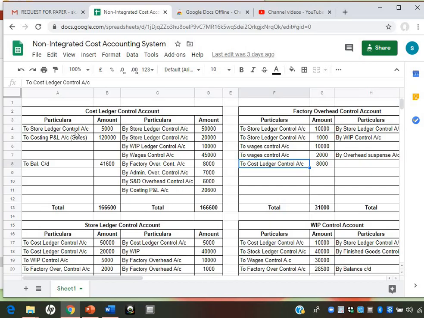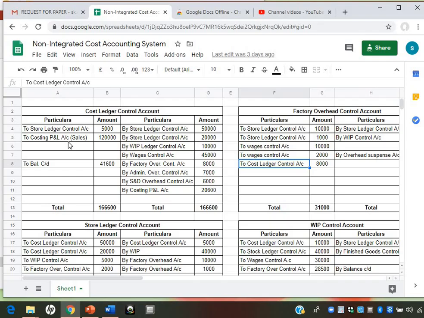Then coming to the debit side, this is the material return 5,000, and after that the costing P&L account sales is 1,20,000. So you can see here, one is costing P&L account 20,600, and on the other side we are having costing P&L account of rupees 1,20,000.